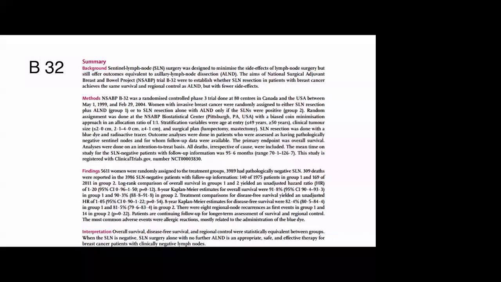So the ALMANAC study is something that proved that the lymphedema rates and the sensory loss rates were far superior when you did a sentinel node biopsy. The B32 study proved that in a randomized control trial, there is no drop in the overall survival.